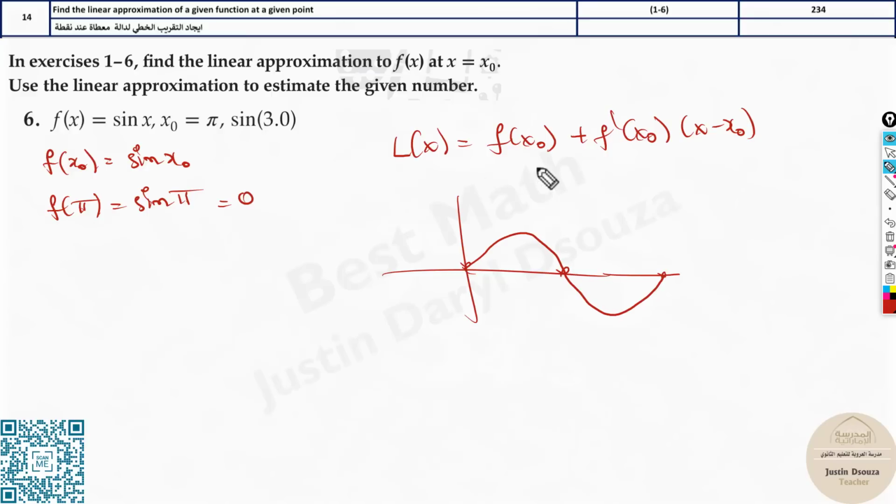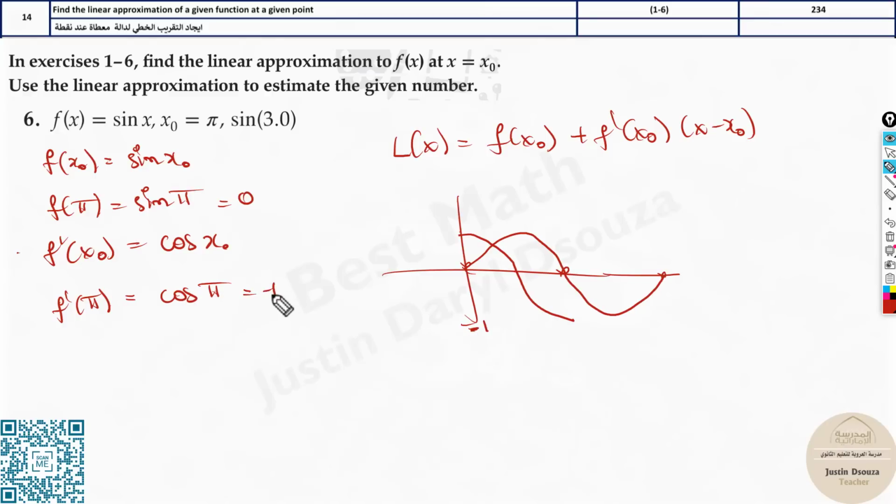Now then, what is the derivative? We need to find f derivative of x naught. I can directly take it as, because I've written over here, cosine x naught. Now, what is the value of x naught? It's pi, right? F derivative of pi would be equal to cosine pi. What is cosine pi equal to? The cosine function always starts up over here, isn't it? It just goes down, and then you can see it's minus 1. It's not 0, it's not 1, it's minus 1. You can just put it in the calculator, you will get minus 1, so the answer is minus 1.